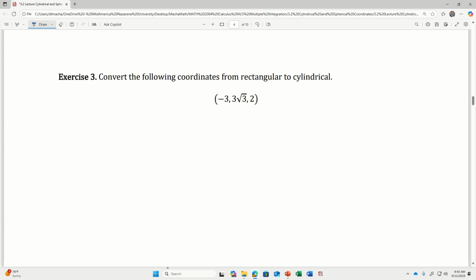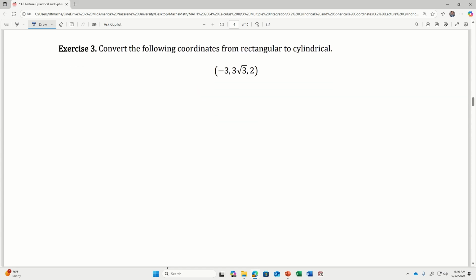Okay. And then this is where we started to get rushed yesterday, when we were doing these problems. Like, convert the following coordinates from rectangular to cylindrical. If I want to convert from rectangular to cylindrical, that means I'm going to be given x, y, and z, but I need to be able to calculate r, theta, and z. And again, conveniently, z is just z.